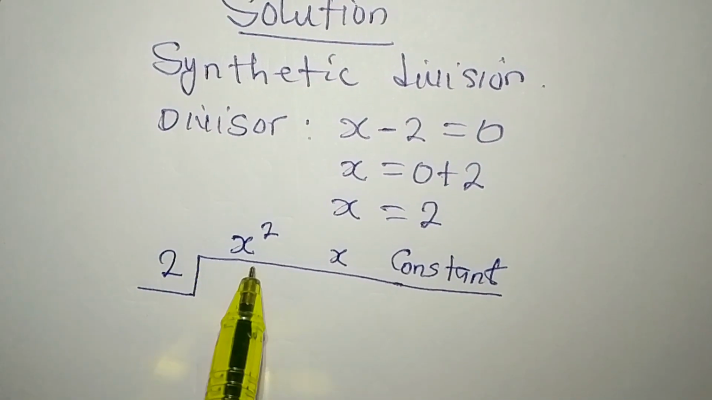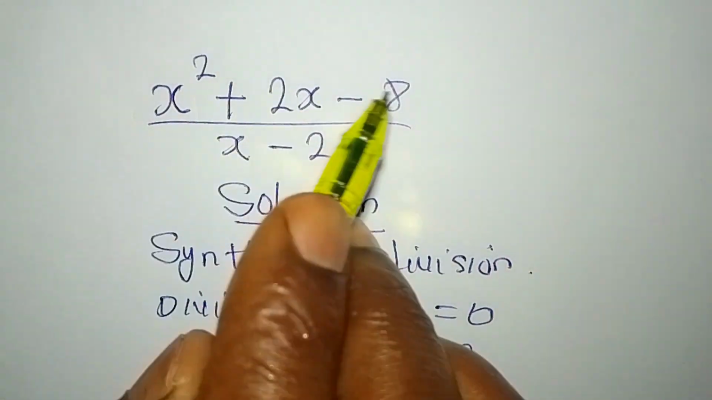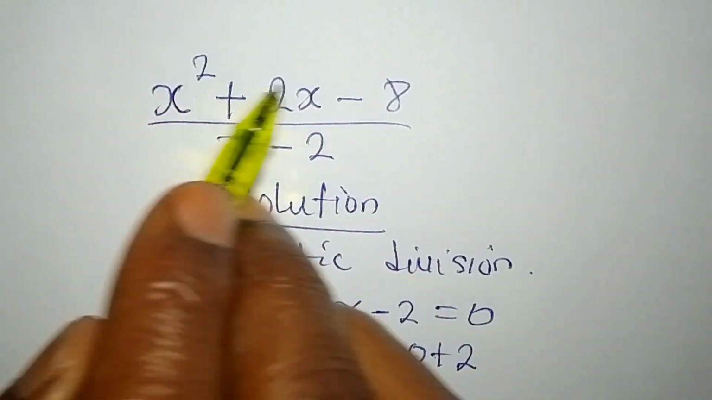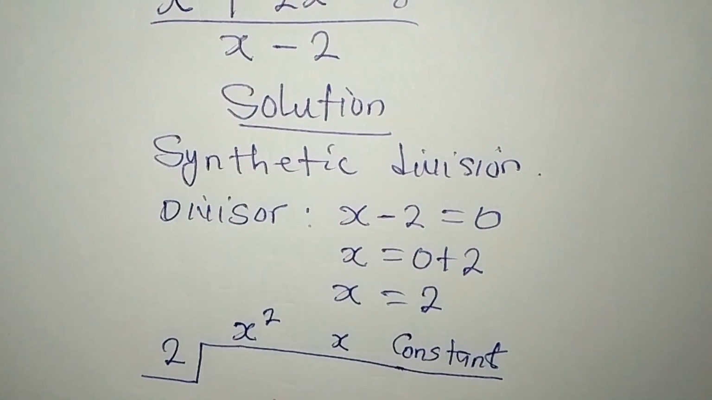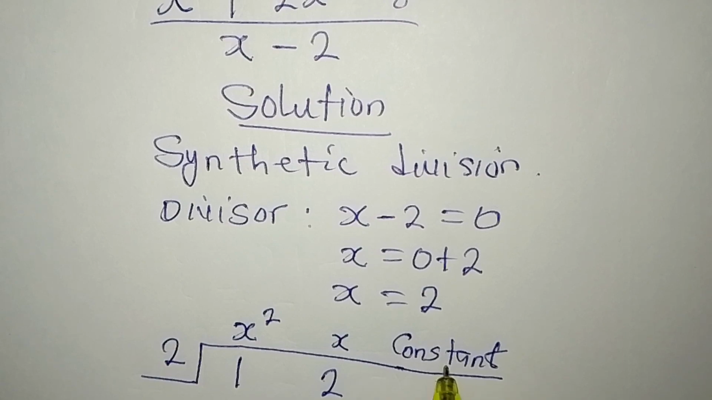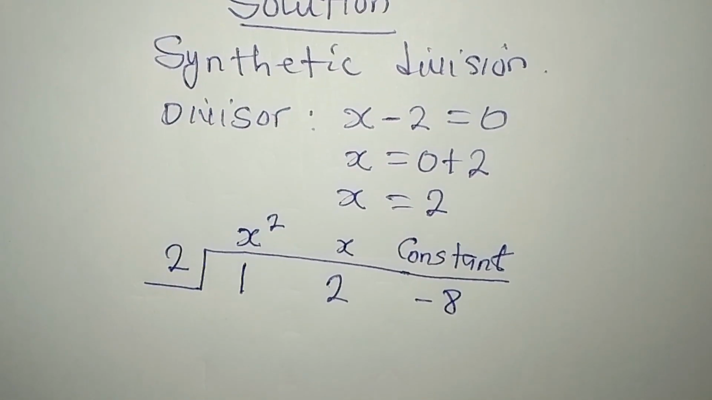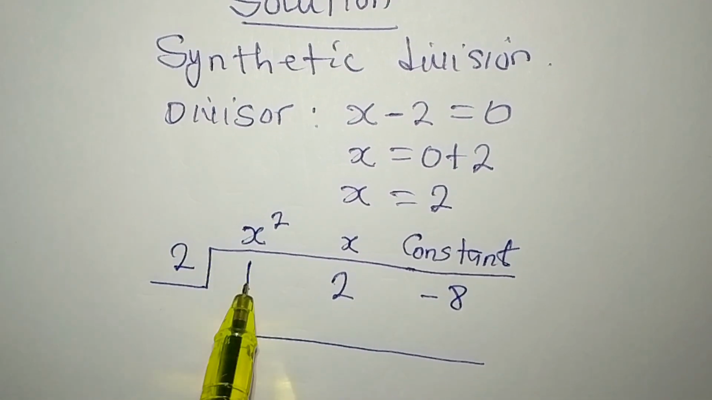The next thing I'm going to do is to bring down the coefficient of the dividend. Remember, I'm not coming down to the divisor. Go up to the dividend and bring down the coefficient. The coefficient of x squared is 1. The coefficient of x is 2. And then this is the constant, we have minus 8 as our constant.